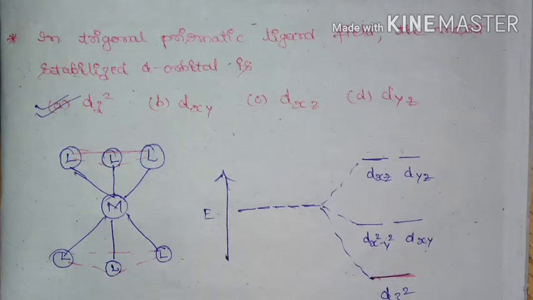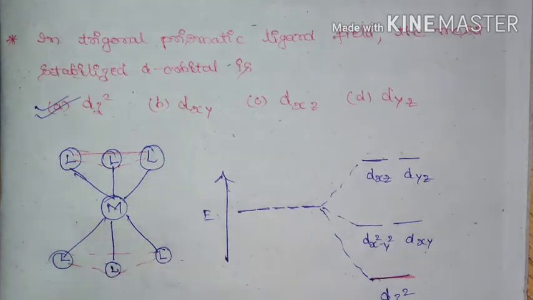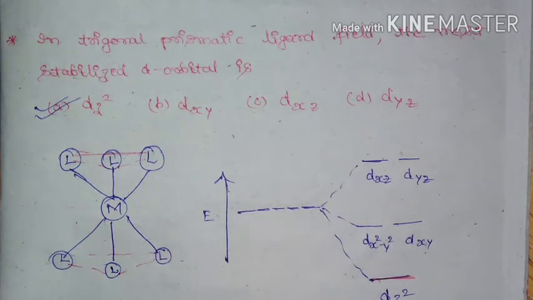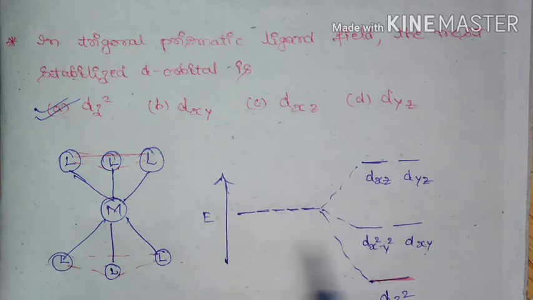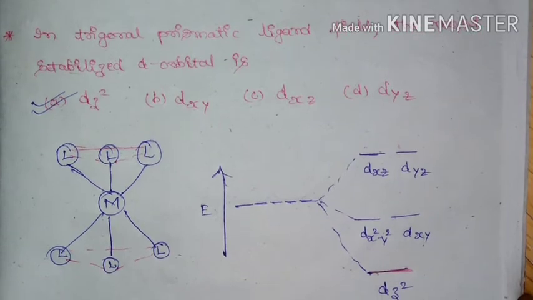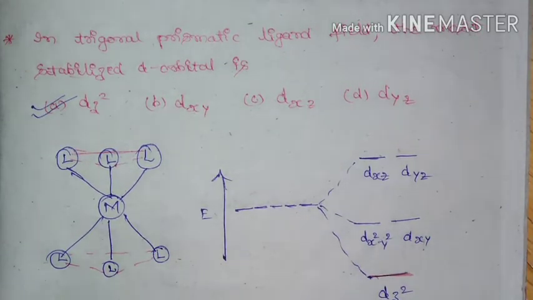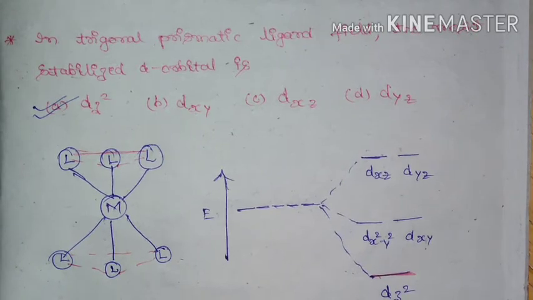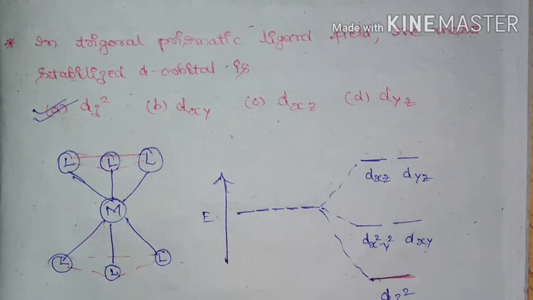In trigonal prismatic ligand field, the most stabilized d orbital is... So the correct option is dz square. This is the trigonal prismatic geometry and this is the d orbital splitting. The question is the most stabilized d orbital, which means the one with the lowest energy. Here dz square is the lowest energy d orbital and it is the most stabilized d orbital.